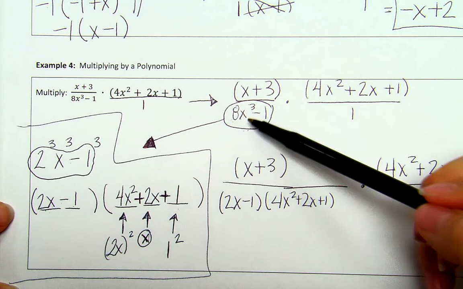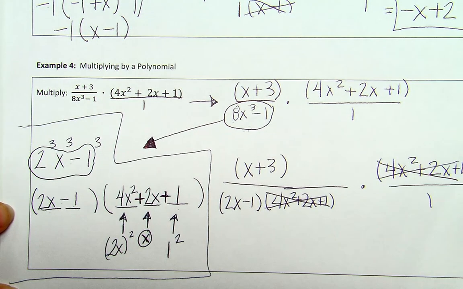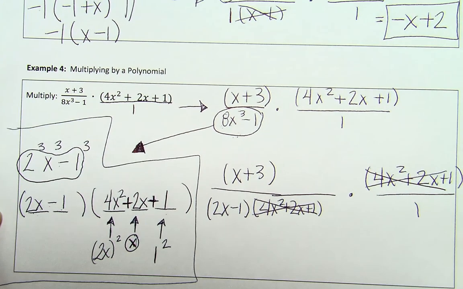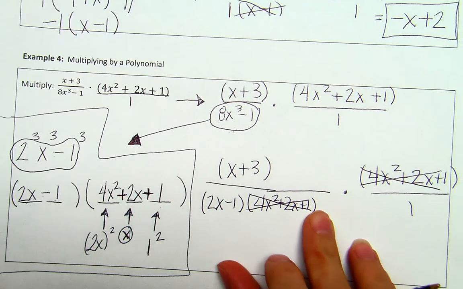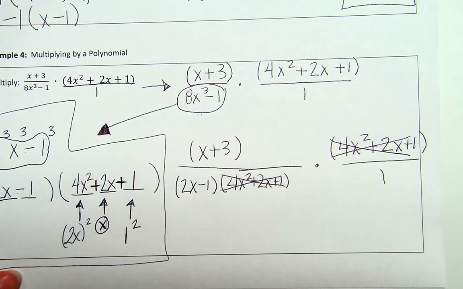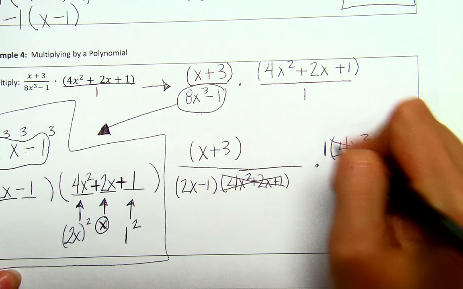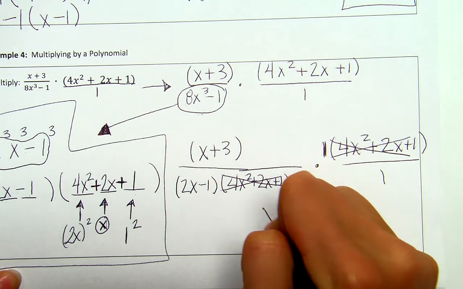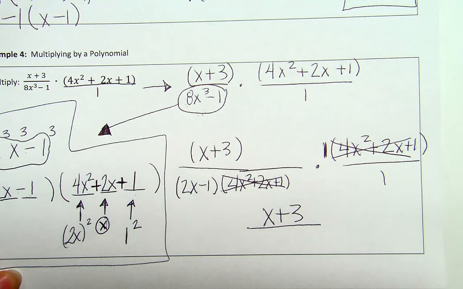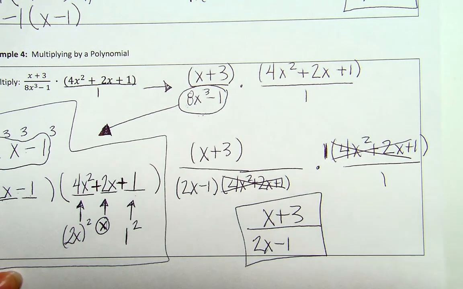The reason I tackled this first is because what you'll notice is this whole group gets to cancel out. And that's essentially what we wanted, to simplify, to cancel out. So we tackled that first so that whole group would cancel out. If we now push them together, the placeholder, since this whole group is gone, is 1. So I get x plus 3 as my new numerator and 2x minus 1 as my new denominator.